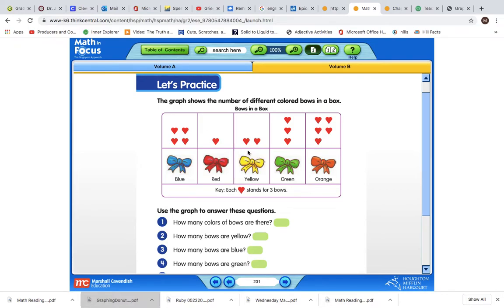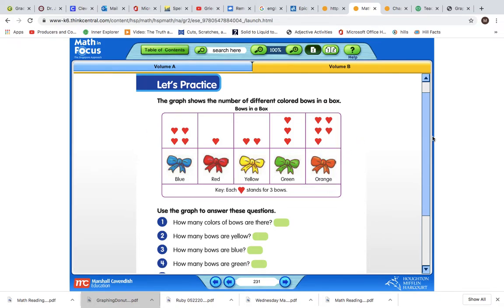And yellow? You got it, it's 6. 3, 6. We're counting by threes. And green? 3, 6, 9. If you said 9, you got it right. Write the number 9 next to green. And for orange, what do you have for orange? I have 3, 6, 9, 12, 15. And write 15 next to it.